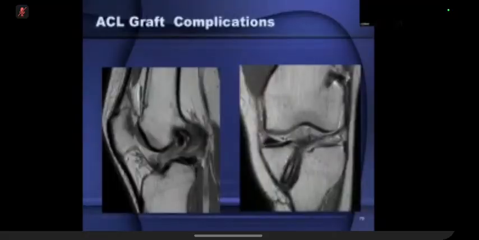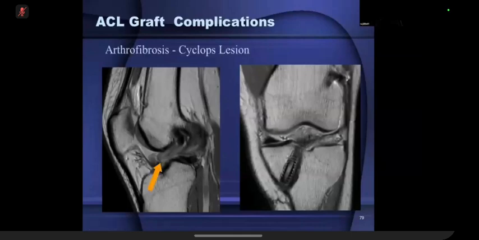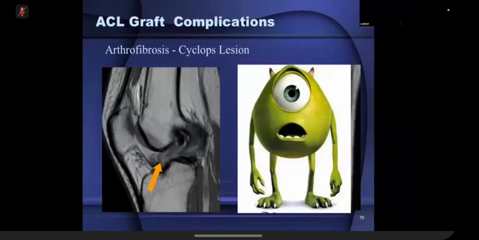You can get another important complication, and this again has been asked about in the exam, which is the presence of excessive fibrosis in the anterior intercondylar notch. This is the so-called cyclops lesion. And this is essentially a hypertrophic scar tissue which is present to the front of the intercondylar notch. And this has been likened to the dreaded cyclops. Please make sure that you've seen a few more examples of this because this is again an exam case.